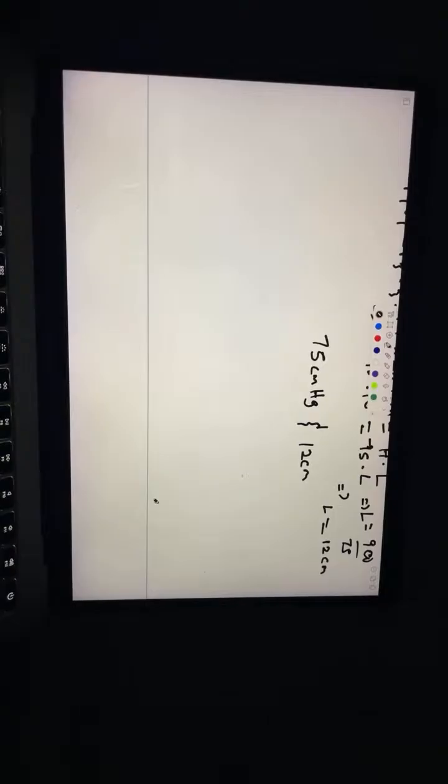63. A girl is standing 2 meters in front of a plane mirror and decides to move backwards at a speed of 4 centimeters per second. What is the distance between her and the image 5 seconds after? So let's say this is the mirror. Then the girl is standing 2 meters away in front of the mirror.